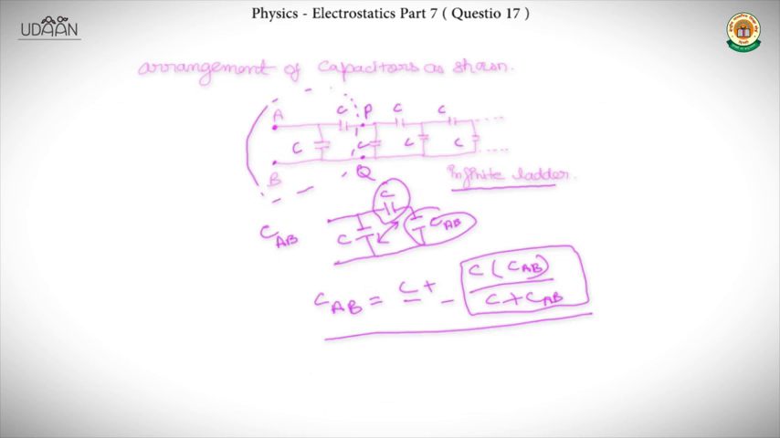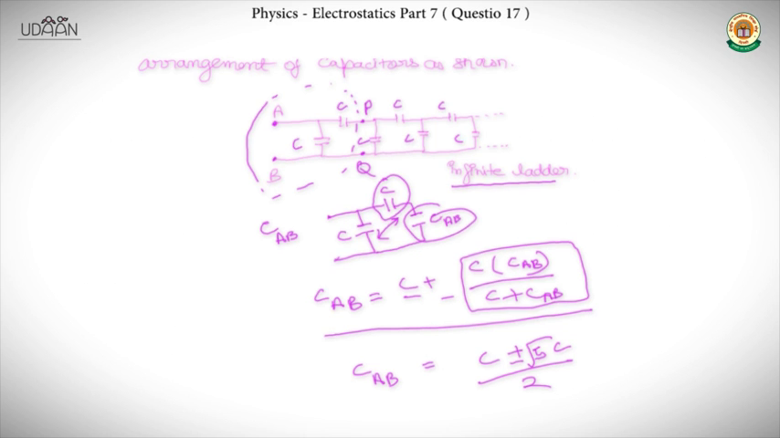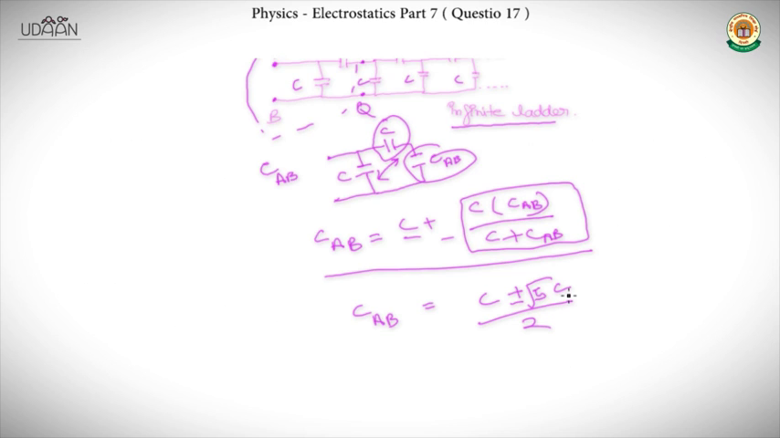Now we have to solve this equation. So solving this equation, basically we'll get a quadratic equation. If we solve it, we'll get CAB can either be equal to C plus or minus root 5 C by 2. So can it be minus? No, because then its capacitance will be negative. 1 minus root 5 is less than 0. Exactly. Capacitance is never negative. Capacitance is always positive. So the answer is CAB is equal to C plus root 5 C by 2.